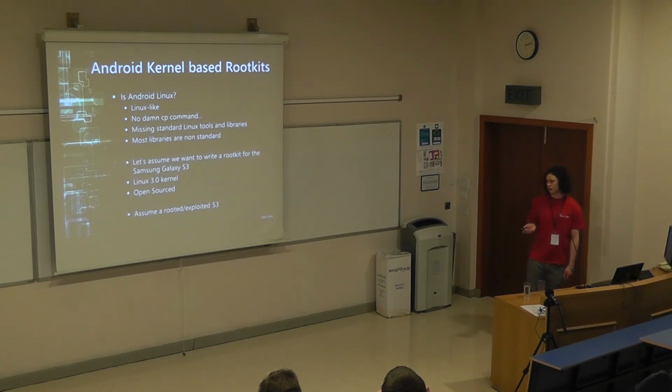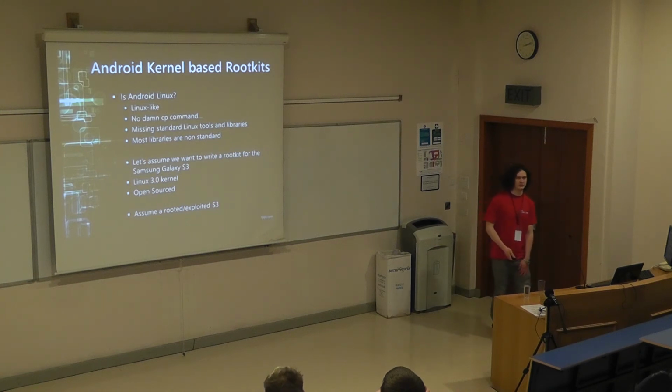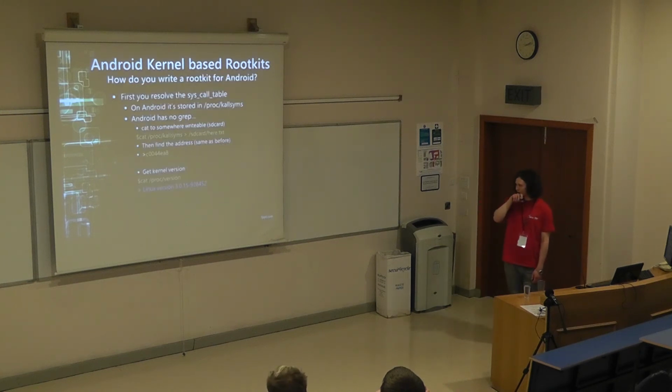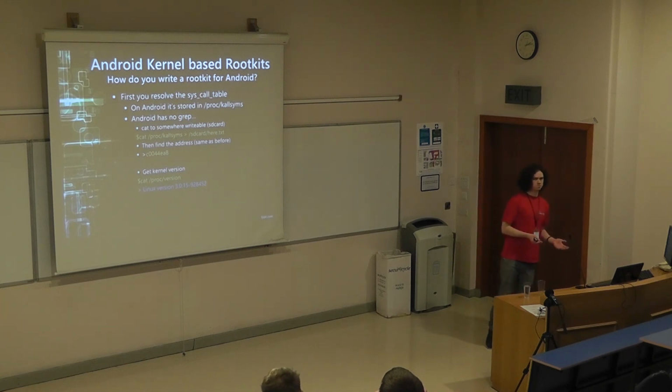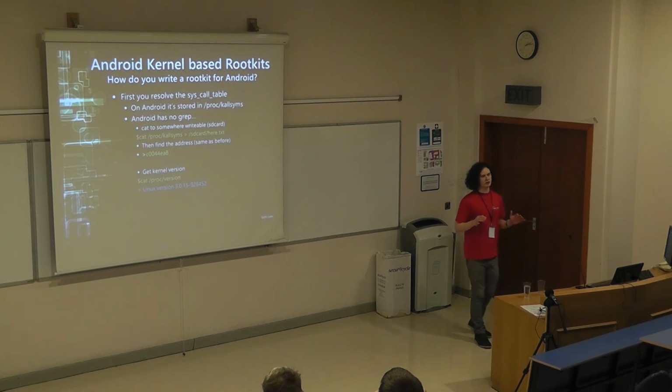So let's start by assuming we have a rooted or exploited S3 phone. For fun's sake, let's assume Nick has just rooted it using his Pwn2Own NFC vulnerability. So how do we take the knowledge we have? As a security community, Linux has been around for a long time. People have grown up as it's developed, and as extra techniques come out to bypass security mechanisms, people know what they're doing. And the question is, is Android similar enough to Linux to be able to port that knowledge?